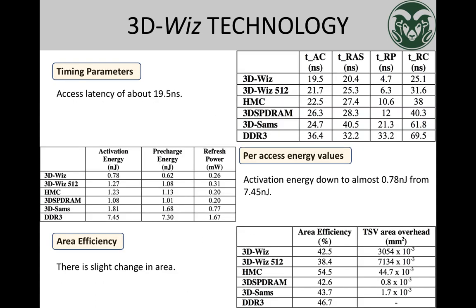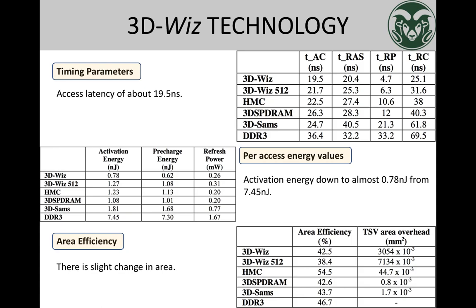We get highly optimized results for the case of timing parameters, energy values, and area efficiency. The access latency is just about 19.5 nanoseconds from a whopping 36 nanoseconds. That is almost a 45% reduction in the access time. And the energy consumption goes down to 0.78 nanojoules from 7.45 nanojoules. That's almost a 10-fold decrease, and there is a significant decrease in area occupied by the chip too.